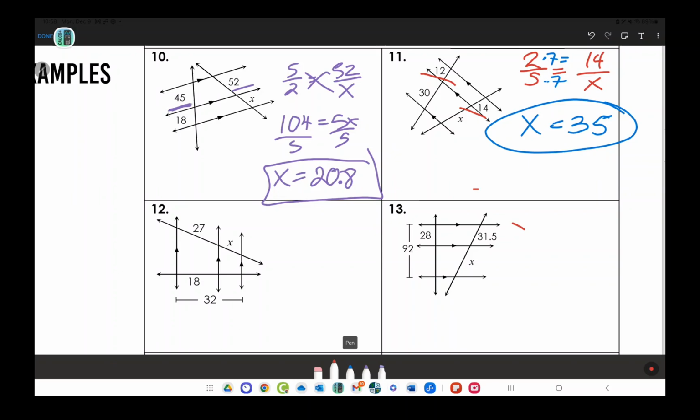For number 12, difference here, 32 minus 18 is 14. So we'll do 18 over 14 and 27 over x. Now 18 over 14 reduced by 2 to be 9 over 7. So 9 over 7 is equal to 27 over x. So what is x? 21. Yeah, use the shortcut. Times 3, times 3. x equals 21.